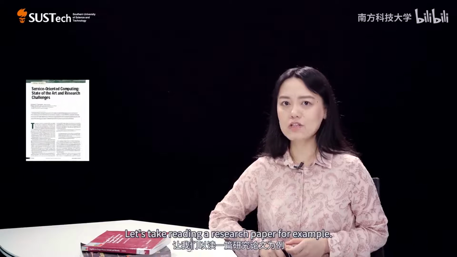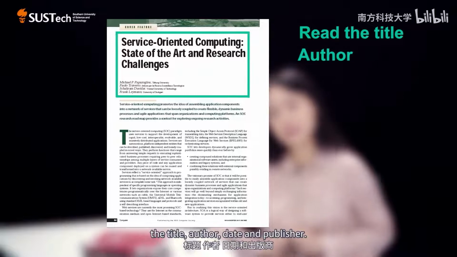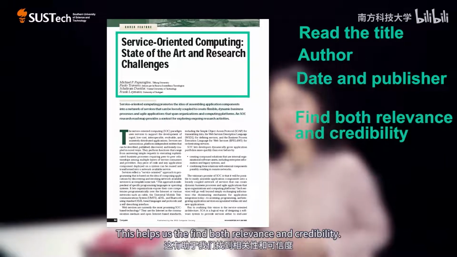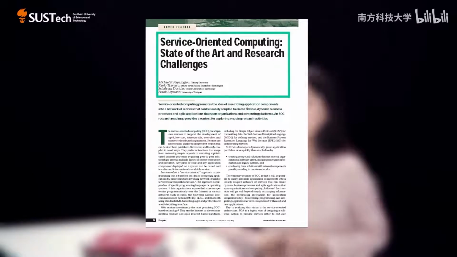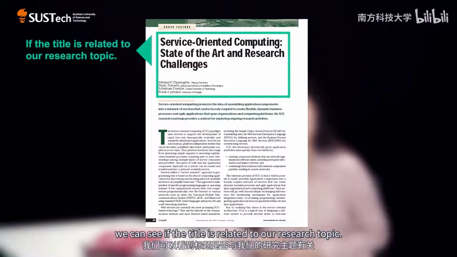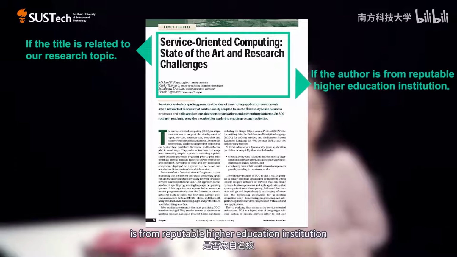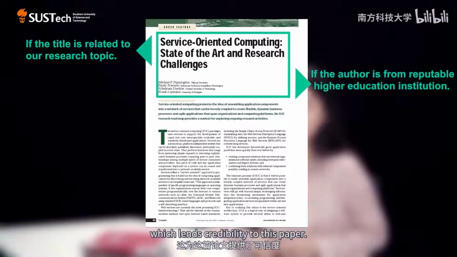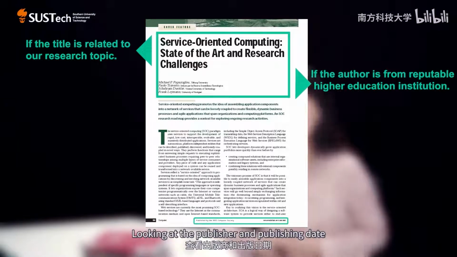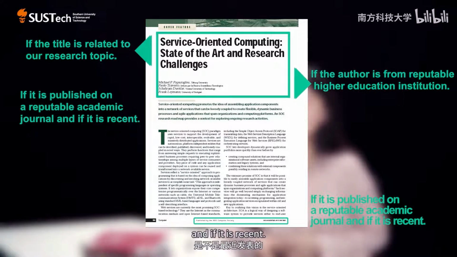Let's take reading a research paper, for example. We can first read the title, author, date, and publisher. This helps us to find both the relevance and the credibility. For example, looking at the title, we can see if the title is related to our research topic. Looking at the author, we can see if the author is from a reputable higher education institution, which lends credibility to this paper. Looking at the publisher and the publishing date, we can see if it is published on a reputable academic journal and if it is recent.